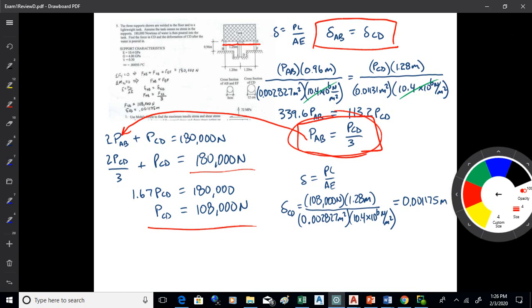Once I've identified that load, I can plug it into PL over AE, and I can find the deformation. So that problem requires you to recognize that it's statically indeterminate. That's the first step on this, and you need to be looking for that so you can identify it when it's the case.